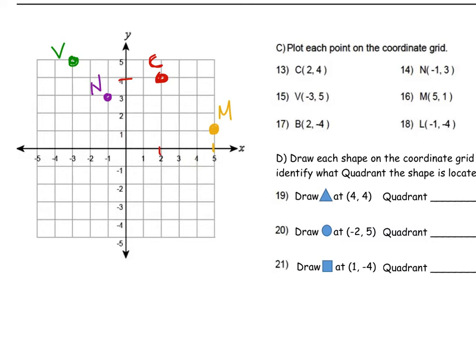What about B? (2, -4). Right here. You can erase the dark spots on your paper. B. No, I did. It's gone. I erased it right there. But look. What about L? (-1, -4). Right here. There's good old L.